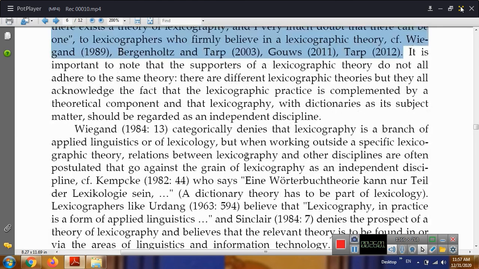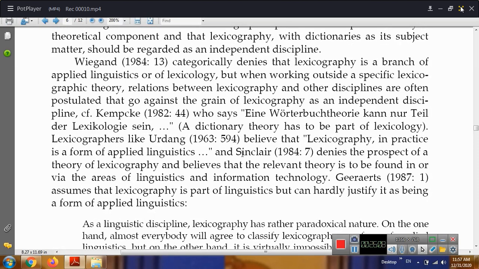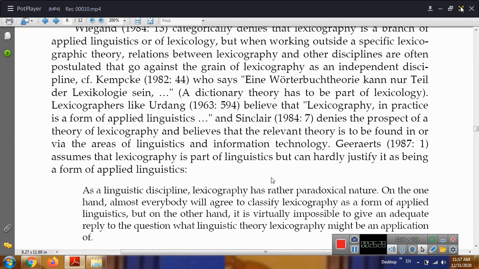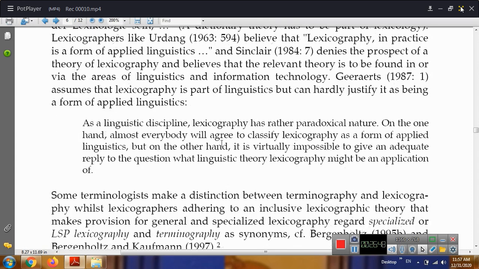Here we can see some points about lexicography, which are not very important. And here we can see other points about lexicography. For example, some say that lexicography in practice is a form of applied linguistics, and some deny the prospect of a theory of lexicography and believe that the relevant theory is to be found in or via the areas of linguistics and information technology. Here we can see some viewpoints about lexicography, where some assume that lexicography is part of linguistics but can hardly justify it as being a form of applied linguistics.